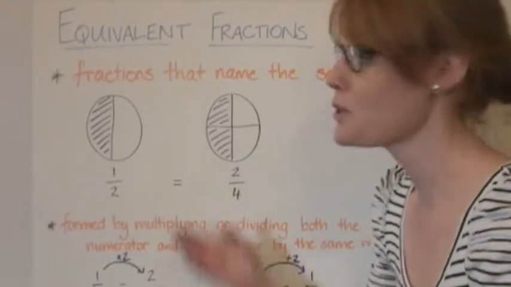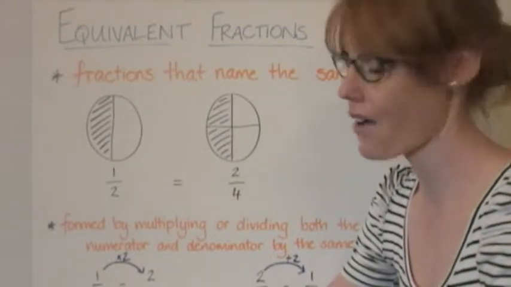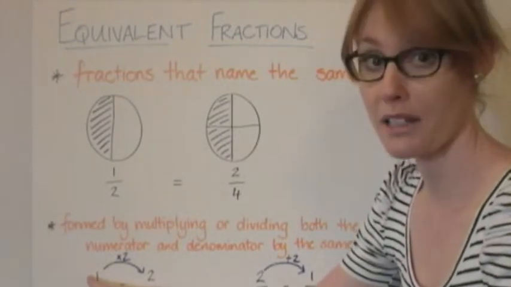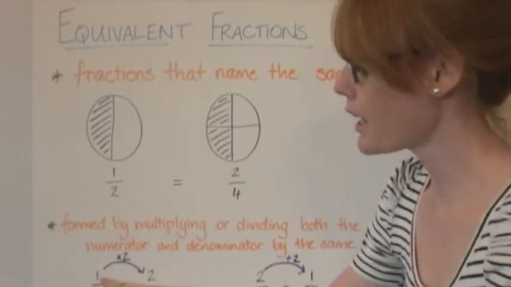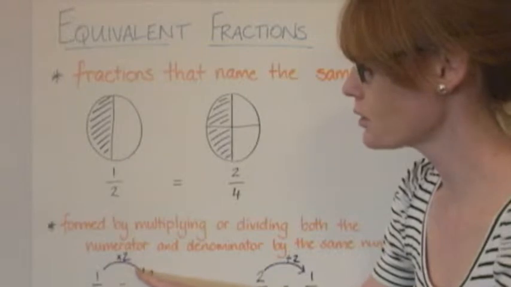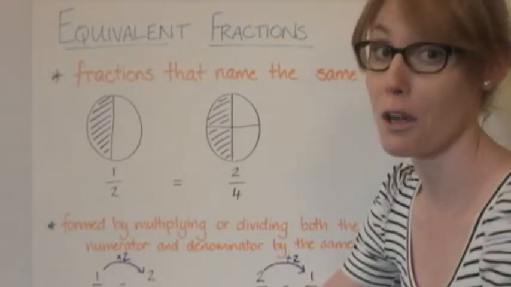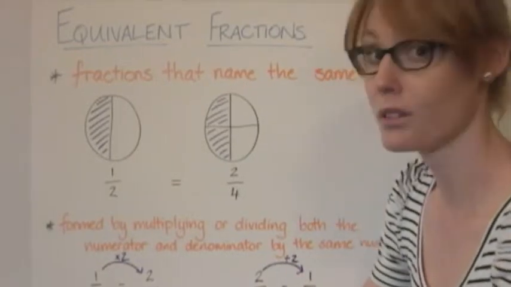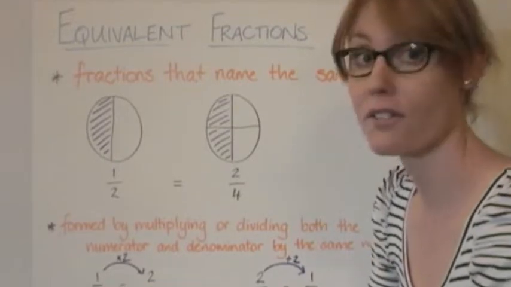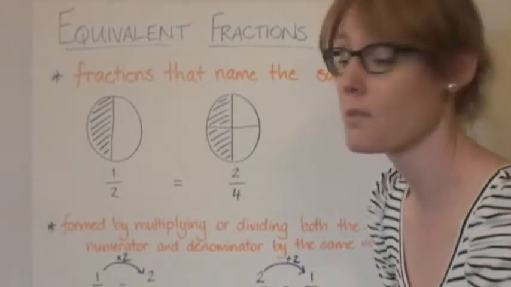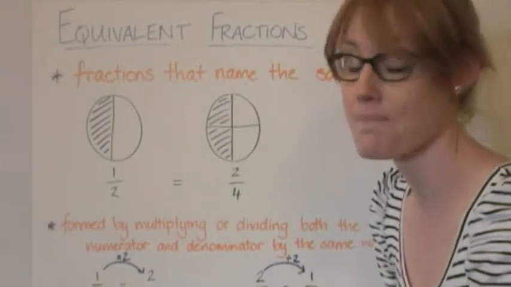So here's an example using the fractions that we have modeled up here. Here we have 1/2. The numerator is 1, the denominator is 2. We've multiplied the numerator by 2 to get a numerator of 2. We've multiplied the denominator by 2 to get a new denominator of 4. So 1/2 is equivalent to 2/4 because I've done the same to the numerator as I have to the denominator.